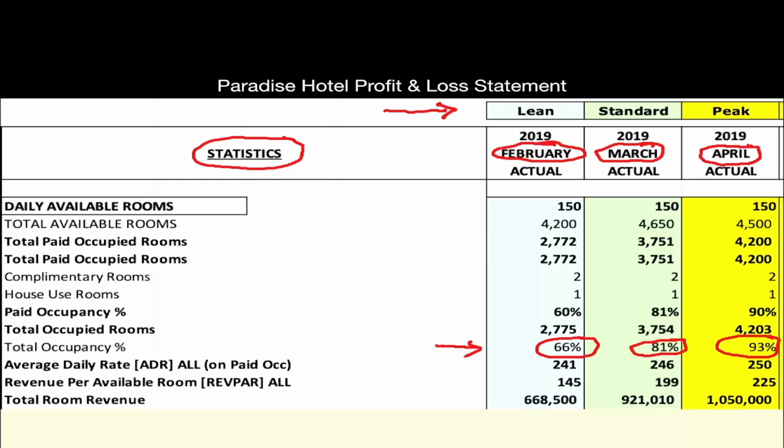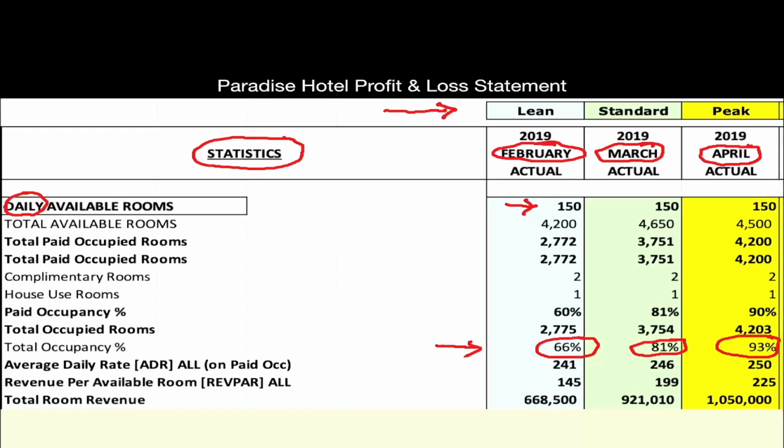This is the seasonality challenge that hotel managers face. They must ensure that the hotel occupancy rate is kept as high as possible. Let's now jump into a few more details in this statistics section. Note that the daily available rooms for Paradise Hotel is 150 rooms. This simply means the capacity of the hotel is 150 rooms. At the most, they can sell 150 rooms every day.